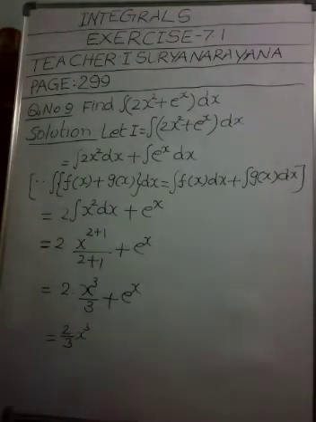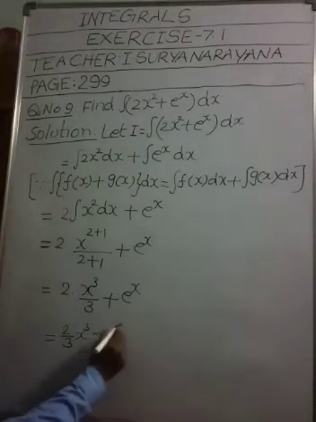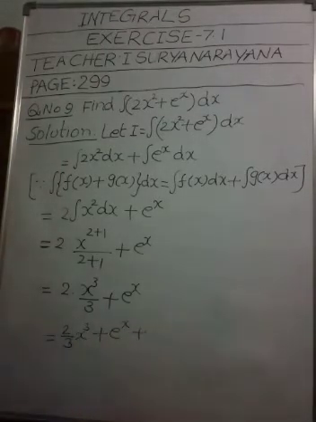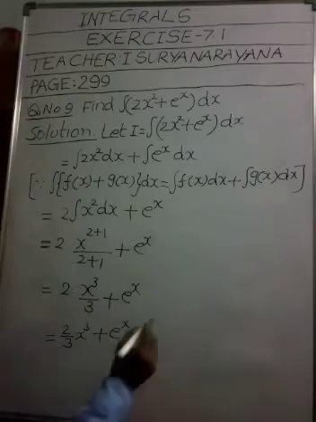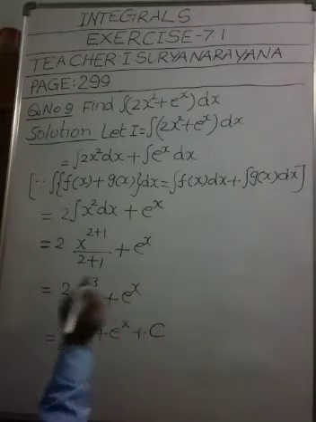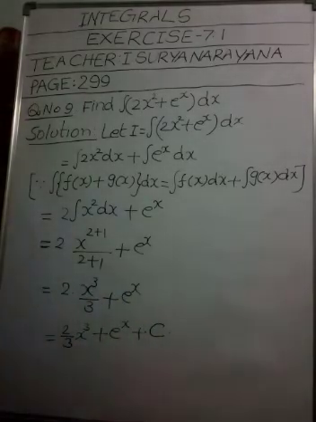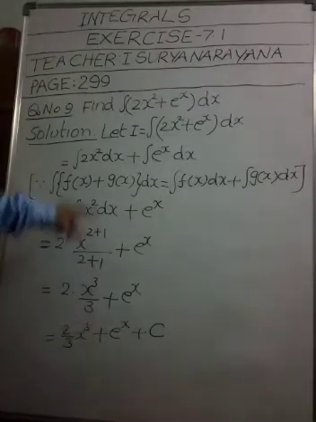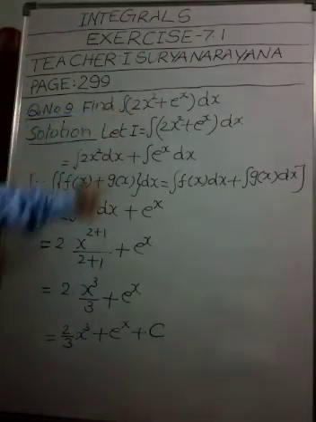2 by 3 x cube plus e power x plus, and finally we write the constant of integration, that is c, that is a capital letter C. So this is the integral of this given function.